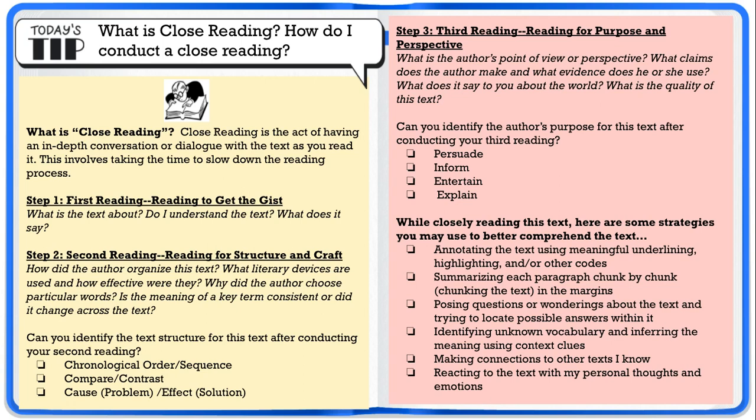Step 1 would be our first reading, reading to get the gist. As you're conducting your first reading, you want to ask yourself these questions. What is the text about? Do I understand the text? And what does it say? As you're reading, you want to try to understand the central idea of the text and see if you can create a summary or retelling of the text, thinking about the beginning, the middle, and the end.